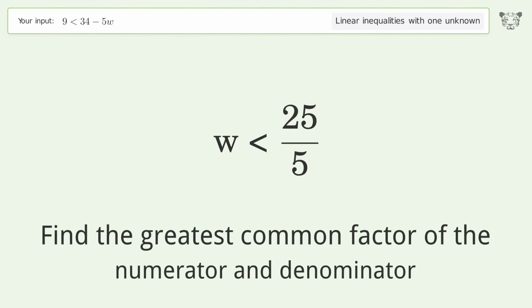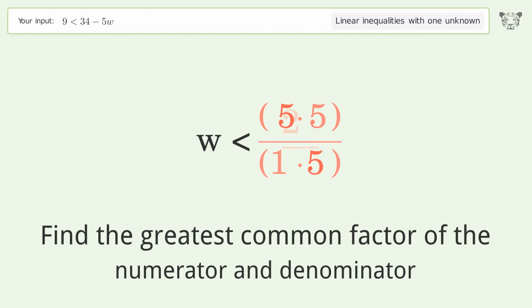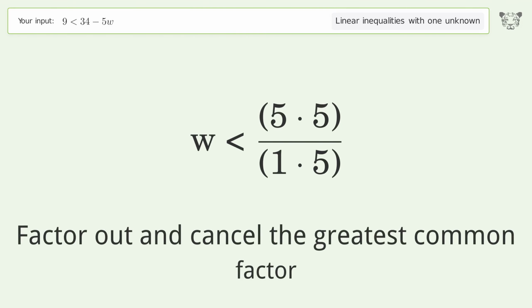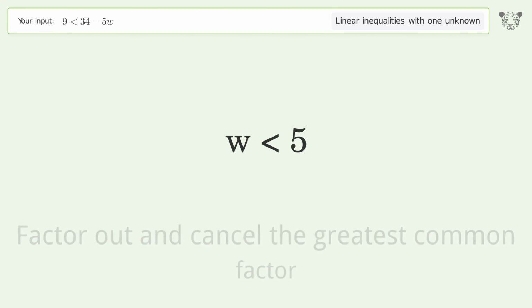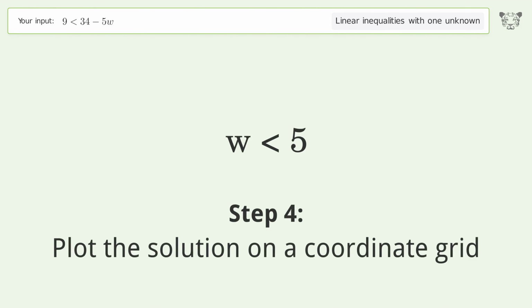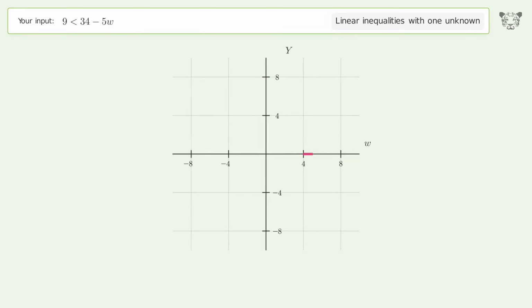Find the greatest common factor of the numerator and denominator. Factor out and cancel the greatest common factor. Plot the solution on a coordinate grid. And so the final result is W smaller than 5.